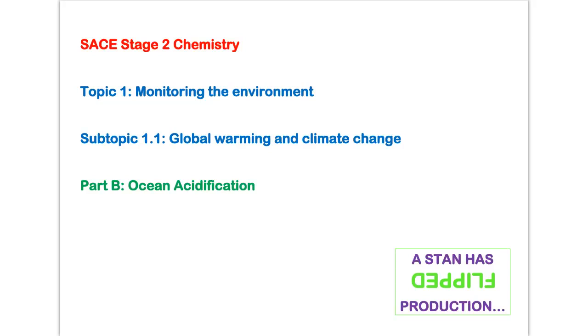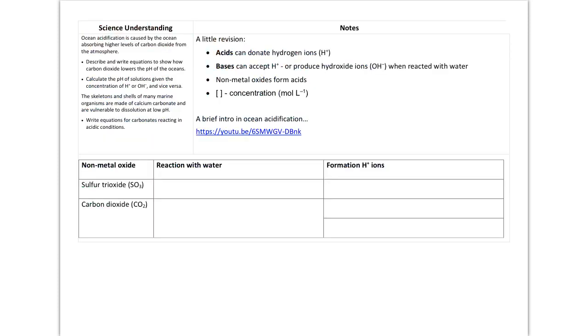Okay, let's look at part B of the first subtopic, ocean acidification. So looking at our understanding for this topic, the dot points are the really key skills that you need to be able to do. You need to be able to describe and write equations to show how carbon dioxide lowers the pH of the oceans. You need to be able to calculate the pH of solutions given the concentrations of hydrogen ions or hydroxide ions and vice versa. And you need to be able to write equations for carbonates reacting in acidic conditions.